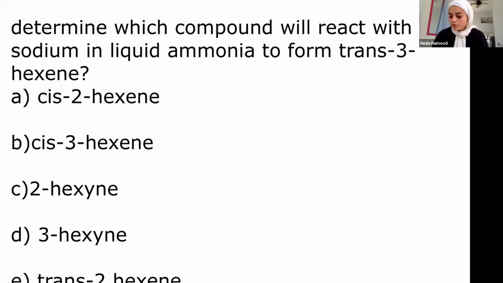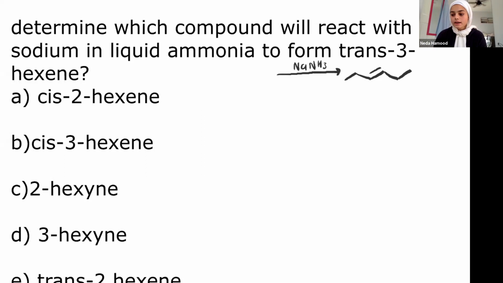So the product that we are looking for is trans-3-hexene. Hexene means that we're going to have 6 carbons, and on 3 a double bond: 1, 2, 3, we have a double bond like that. Liquid ammonia means that we are reacting it with Na and NH3.